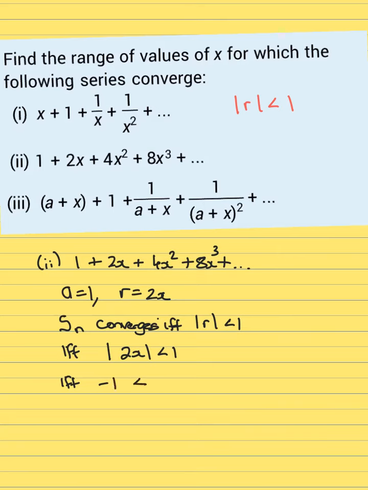So, in other words, the absolute value of 2x must be less than 1. That means that 2x must be between minus 1 and plus 1, and therefore x must lie between minus a half and plus a half.